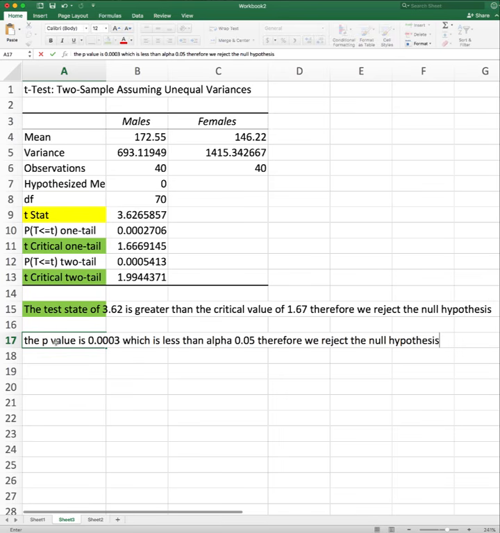One method will not lead to a different decision than the other. It's just a different way of making the decision. And conclude the average weight of males is greater than the average weight of females. So while you're welcome to use the critical value method, you now have a new method, the p-value method, to assist you in deciding which hypothesis is supported.